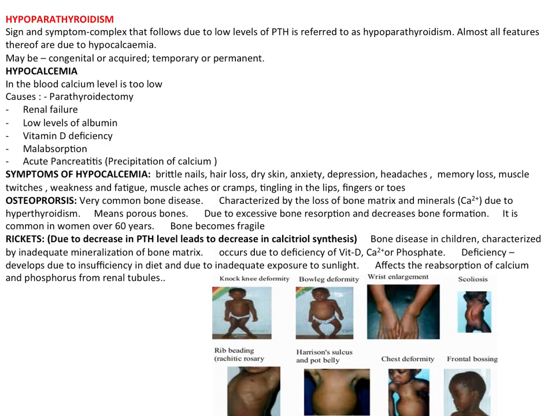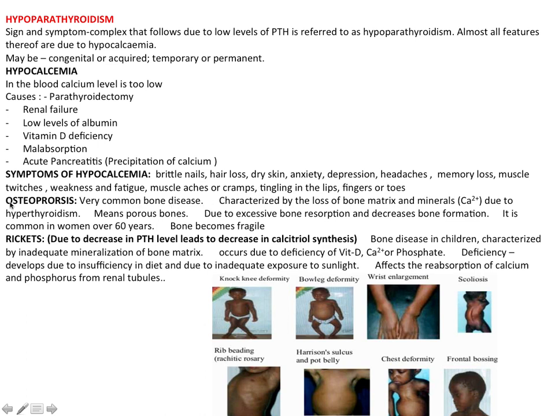Now, hypoparathyroidism. Hypoparathyroidism means the condition of decreased level of PTH, and it can finally lead to hypocalcemia, which means the decreased level of calcium in the blood. It is due to hypoparathyroidism, renal failure, low level of albumin or vitamin D deficiency or malabsorption. So there are some symptoms of hypocalcemia. There are brittle nails, hair loss, dry skin, anxiety, headache, etc.